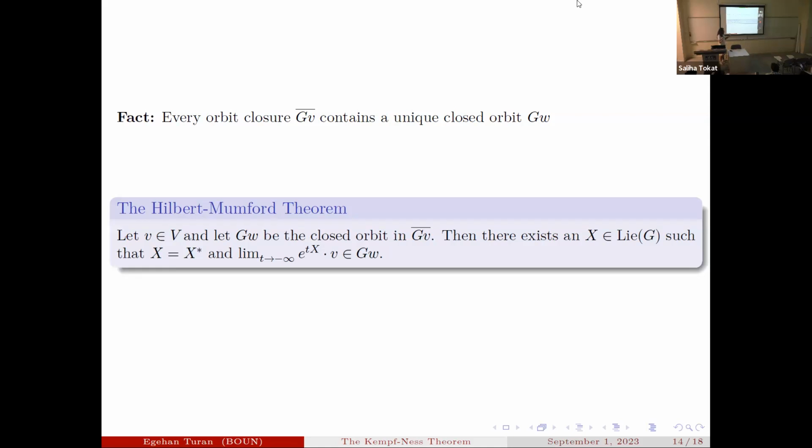So, first of all, there is a fact in geometric invariant theory which states that every orbit closure contains a unique closed orbit. So it makes sense to talk about the unique closed orbit in an orbit closure. Let v be a vector in V and Gw be a closed orbit in the orbit closure of Gv. Then there exists an element X of the Lie algebra of G such that it is Hermitian or self-adjoint, and this limit here goes inside the closed orbit.